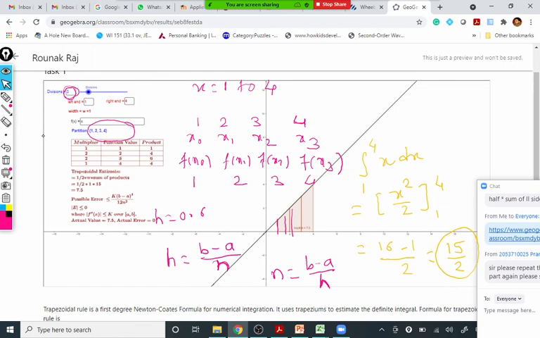Then we get function values as 1 to 4 only. This is 1, 2, 3, 4. So the number of divisions is nothing but the number of intervals. This is the first interval, 1, 2, 3. That is n. H is just the difference between two successive values of x: 2 minus 1, 3 minus 2, 4 minus 3. That is, h is 1 there. And a and b are the initial and end values. We'll see all these details in an example.